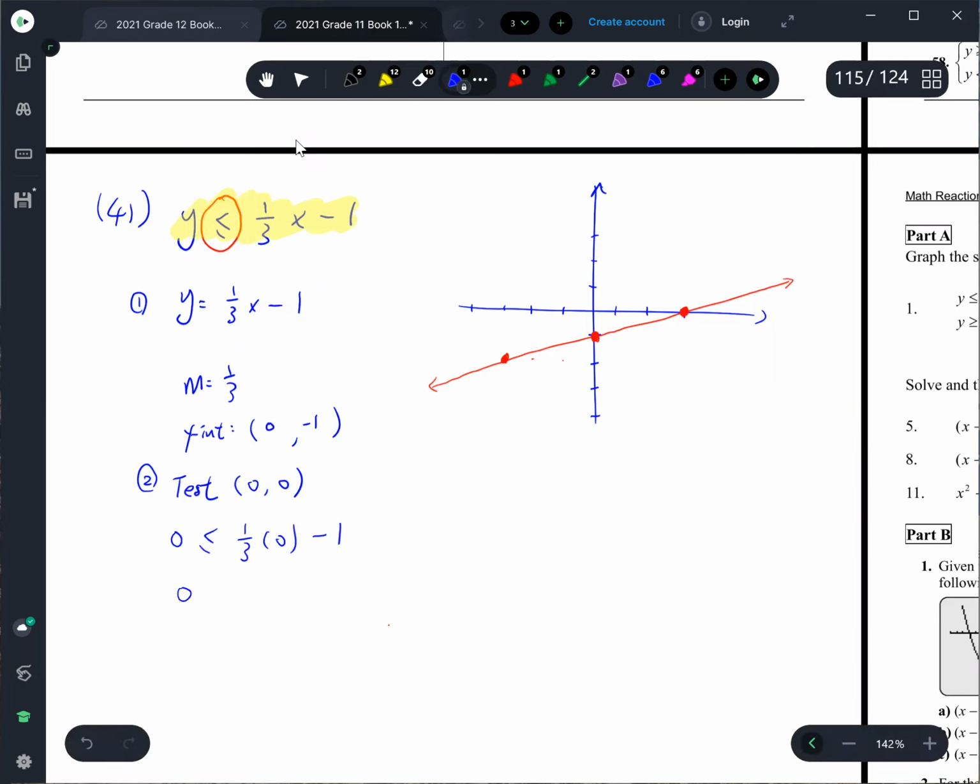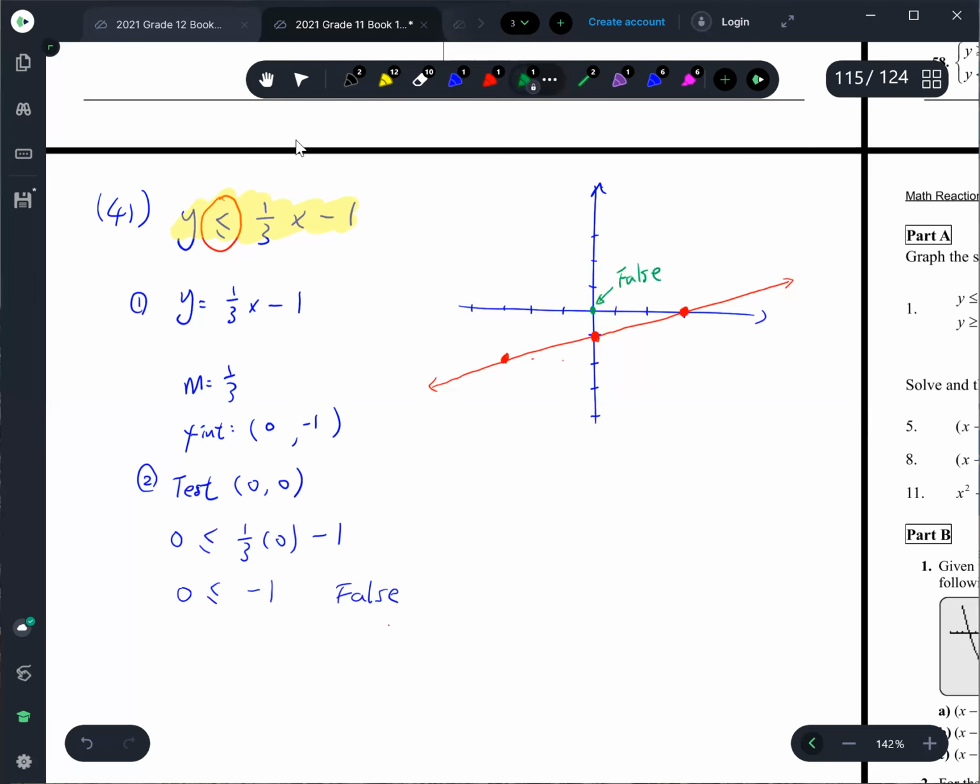So the left side is 0, right? What about the right side? It's 0 minus 1. What's 0 minus 1? -1. Okay, so you have 0 smaller or equal to -1. Is that true or false? That's false. 0 is not smaller, right? So if it's false, 0, 0 is right here, the green dot. This green dot is false.